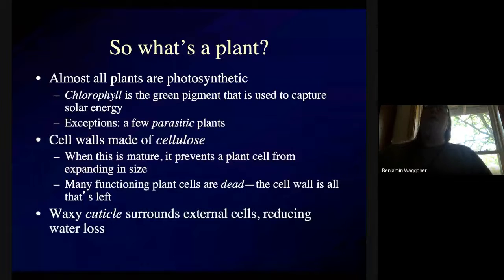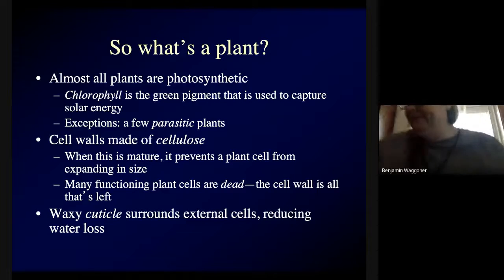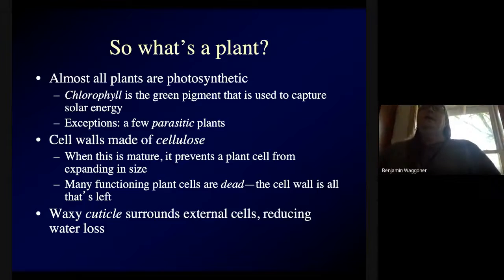Almost all plants are photosynthetic. And again, that means that solar energy, sunlight is their energy source, and they use that to build complex molecules out of simple ones like carbon dioxide gas, water, nitrogen, and a few other minerals. And the green substance in plant cells that's actually used to capture solar energy is called chlorophyll. That's what makes plants green.